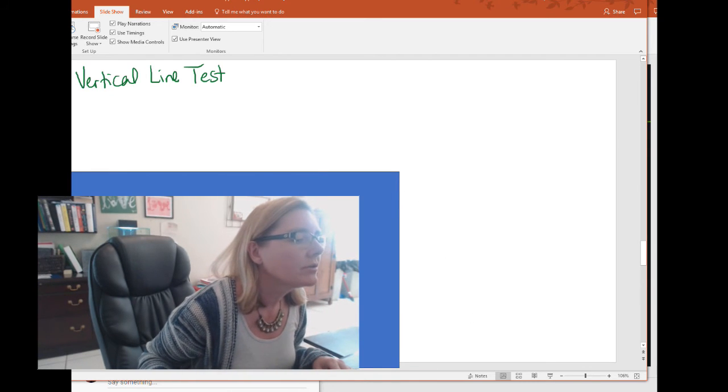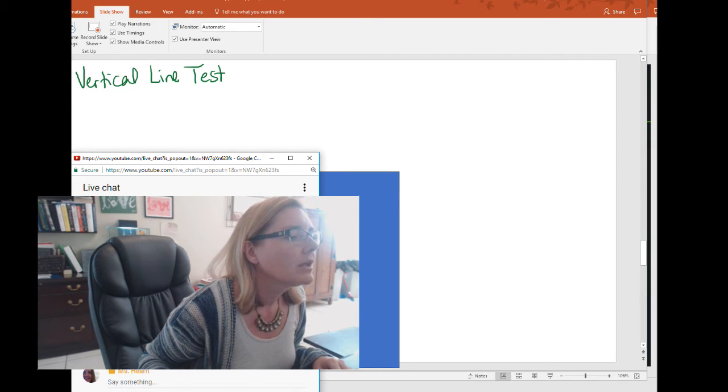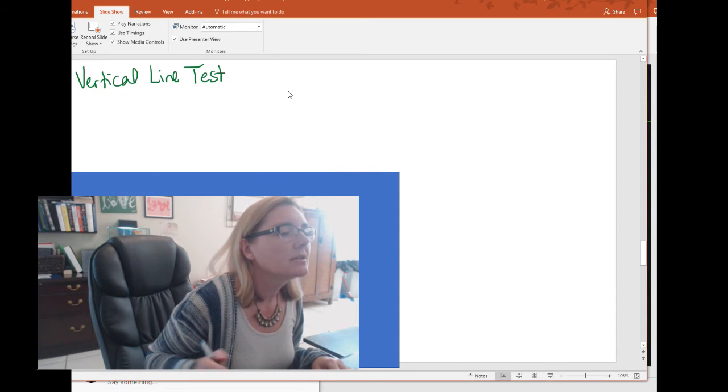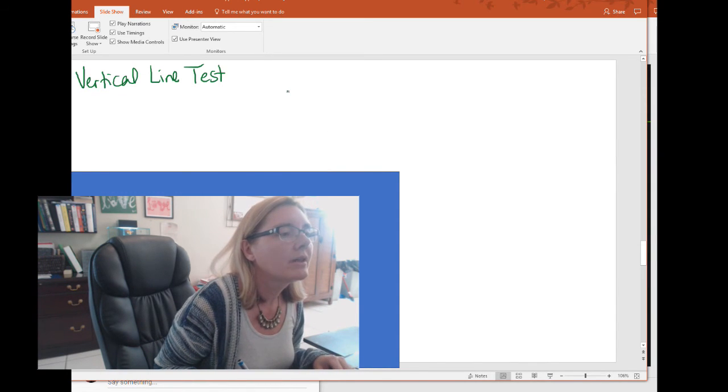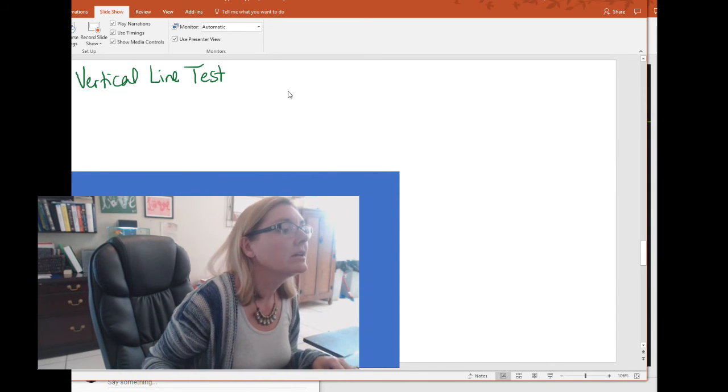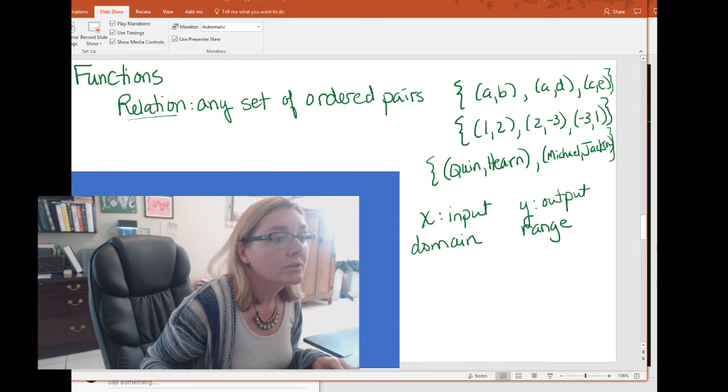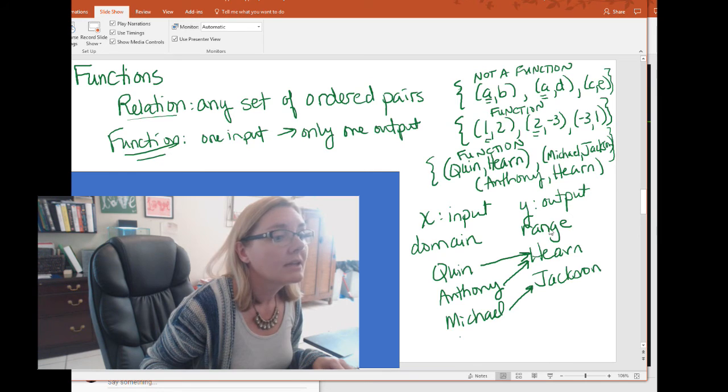Okay, so vertical line test. The vertical line test is a way of determining whether a graph is a function. The examples I just showed you had a list of ordered pairs. That's a different situation than when you have to look at a graph. Remember, a graph is just a plot of a bunch of ordered pairs.